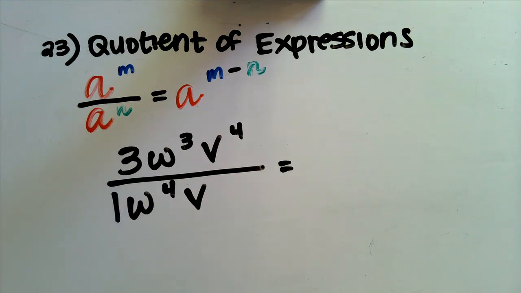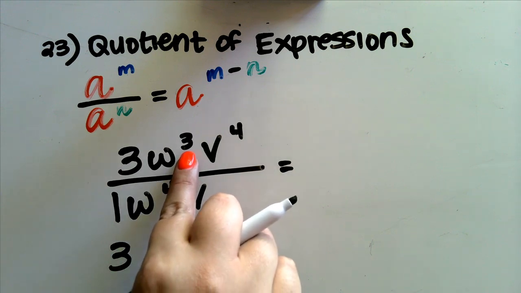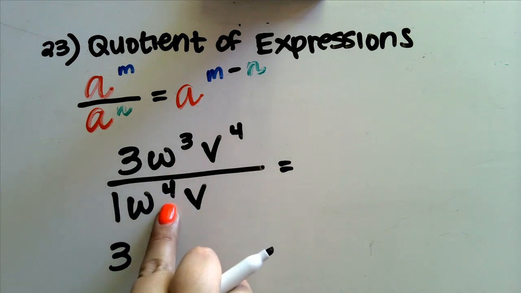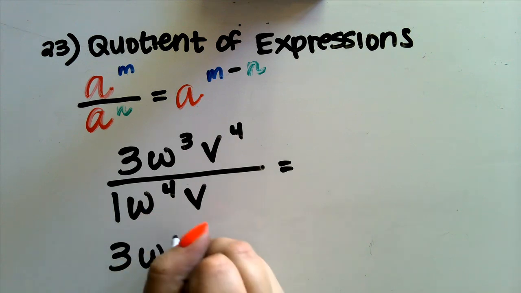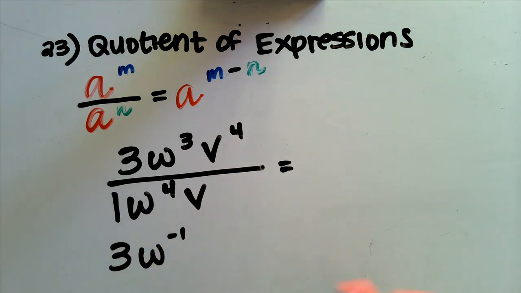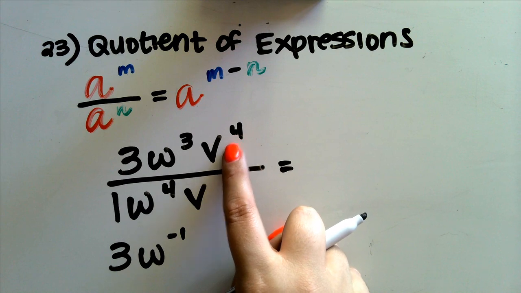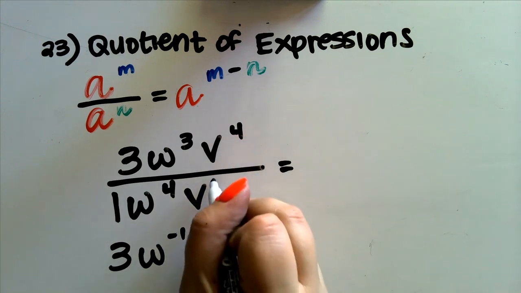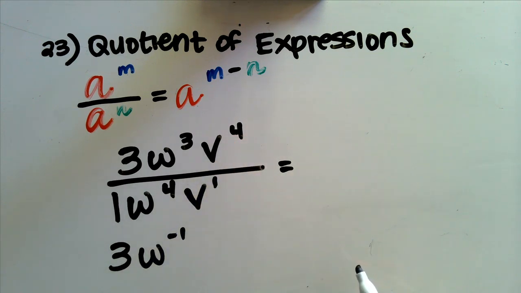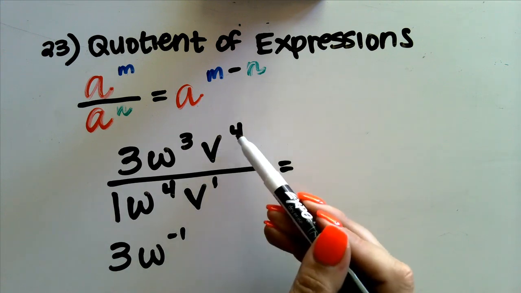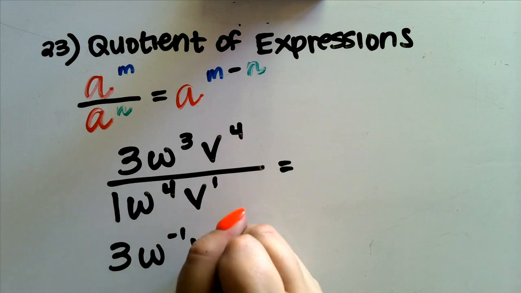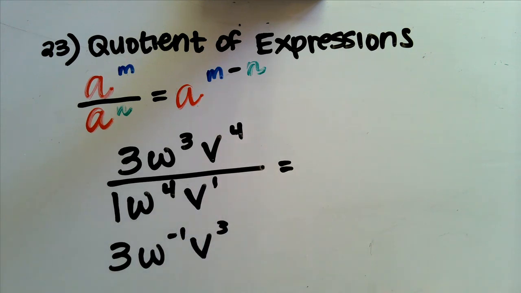So using our quotient of expressions, 3 divided by 1 is just 3. And then using our quotient rule, we know that w to the third over w to the fourth, we're going to end up with w to the negative first. And then the same thing here with our v's, v to the fourth over v. Remember, there's that invisible exponent right there. Whenever we don't write it, we just know that it's there. So v to the 4 minus 1 is v to the third power.